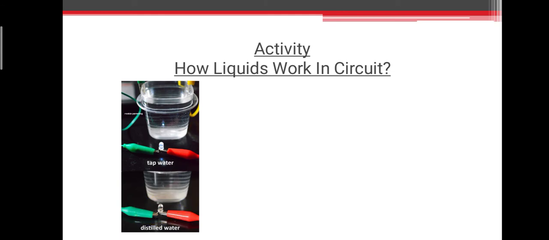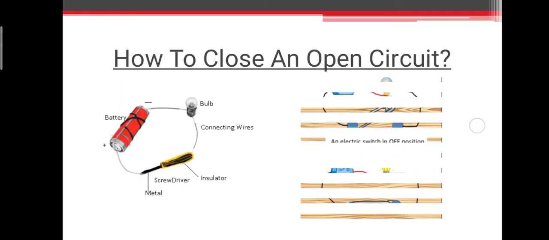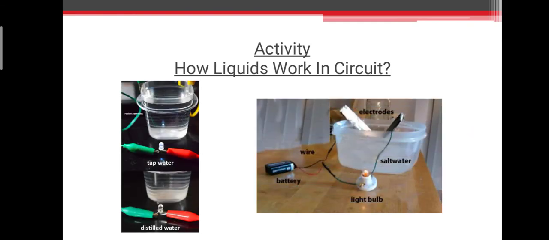Okay, the distilled water will not help to turn on the light bulb, because it does not have minerals in it. But in case you are using sea water or salty water, if you simply put a spoonful of salt into the simple water and repeat this process again, you can see that now the bulb is lighting up.